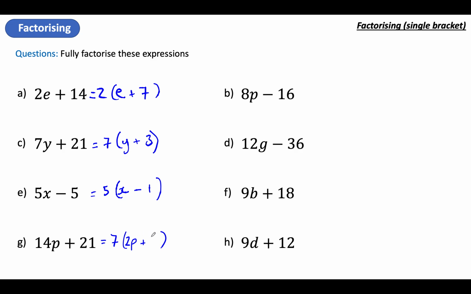7 times 2p is 14p. 7 times 21 is... Oh, sorry, 7 times 3 would make 21, which is why that's got to be 3.